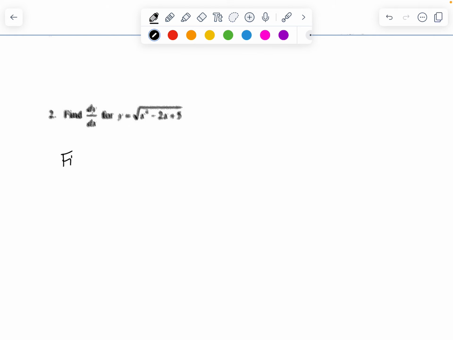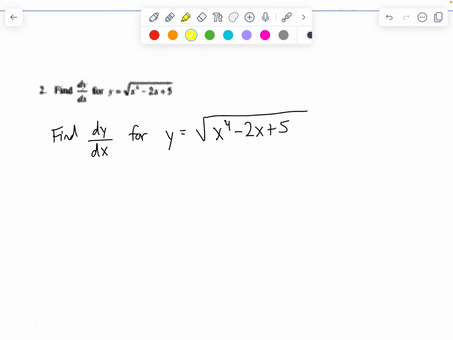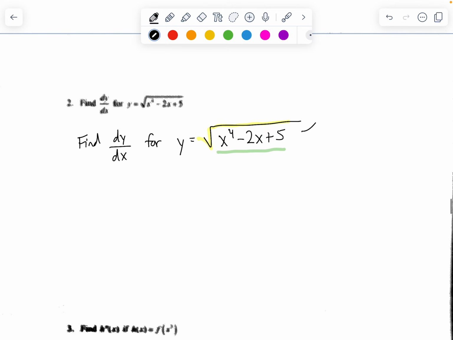Okay, find dy over dx for y equals the square root of x to the fourth minus 2x plus 5. The outer part of the function is that square root function. The inner part is everything contained in there. First off, let's take a different format for this. So we'll write x to the fourth minus 2x plus 5, and that is all to the half power.